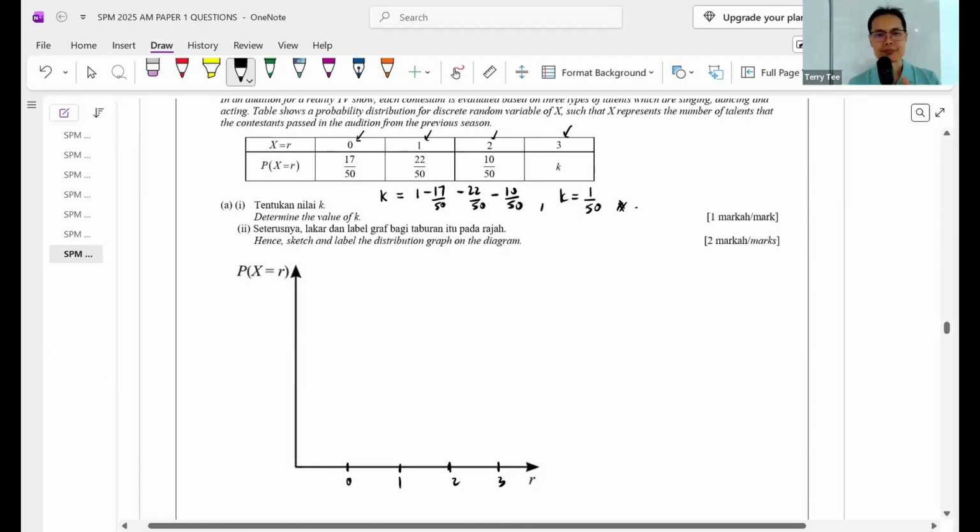Okay, which one is the biggest? The biggest is 22 over 50. 17 over 50 is close to 22, so I put a bit higher. 10 a little bit lower. 10 a bit lower, right?